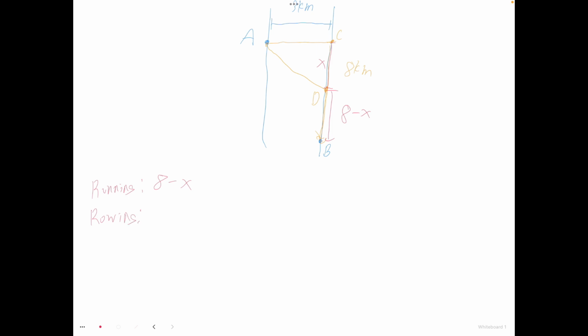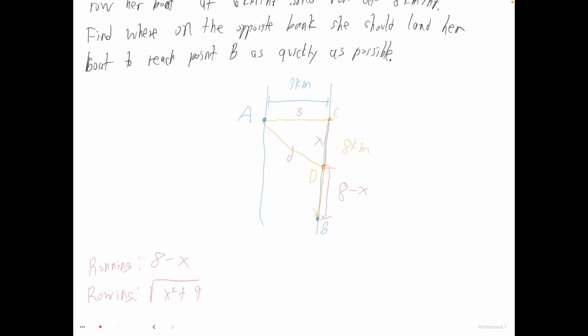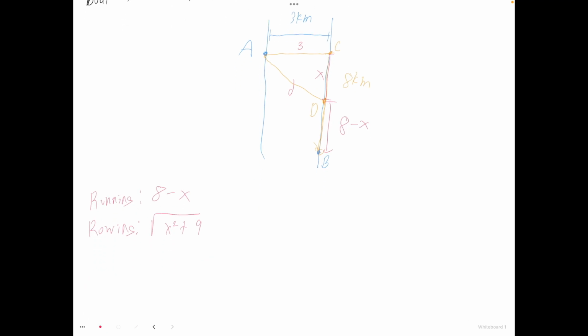And we want to figure out how far is she rowing. Well, she's rowing this distance right here, which I'll write as d for a second. And so we know this is 3 and this leg is x, and so d is just going to be the square root of x squared plus 9, which is 3 squared. So the running distance is going to be 8 minus x. The rowing distance is the square root of x squared plus 9. And we want to minimize time, because that's minimizing how long it takes her. So we want to minimize travel time.